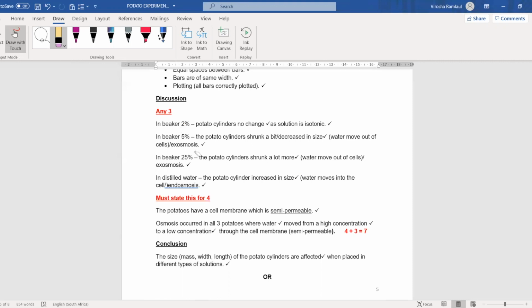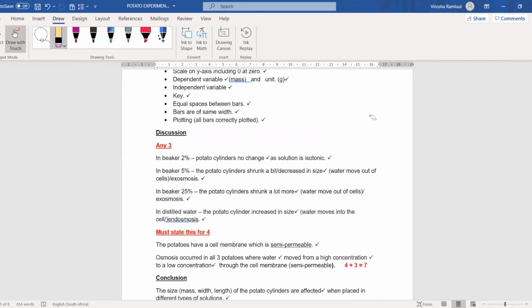And here I explained the discussion. So I'm going to explain it here. If it was me that did the experiment, I would have done the experiment with tap water. So here, you cover the potato with tap water. And there's your potato.